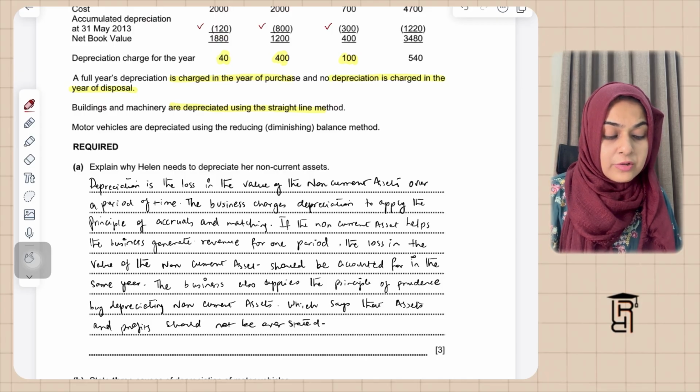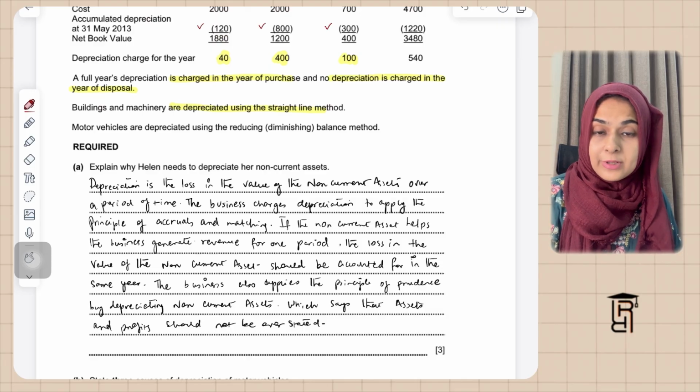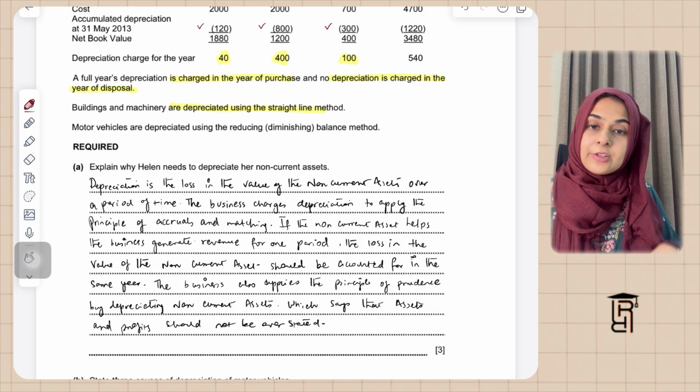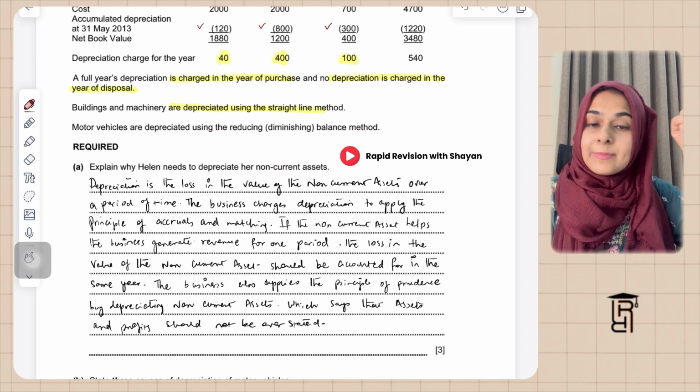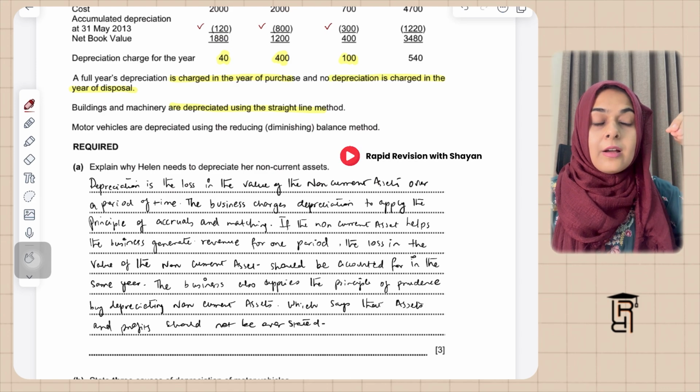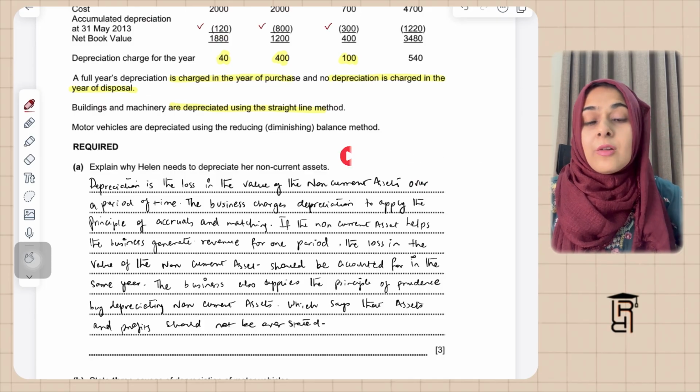The business also applies the principle of prudence by depreciating non-current assets, which says that profits and assets should not be overstated. So, when you charge depreciation, you record an expense in the income statement, and that expense is going to reduce your profit. It's going to prevent your profits from being overstated.